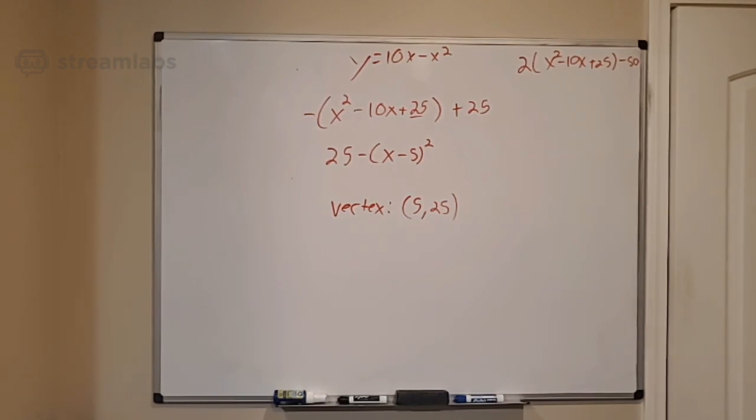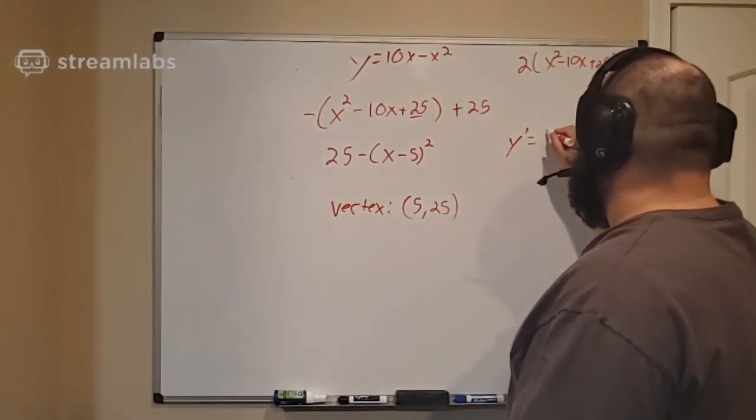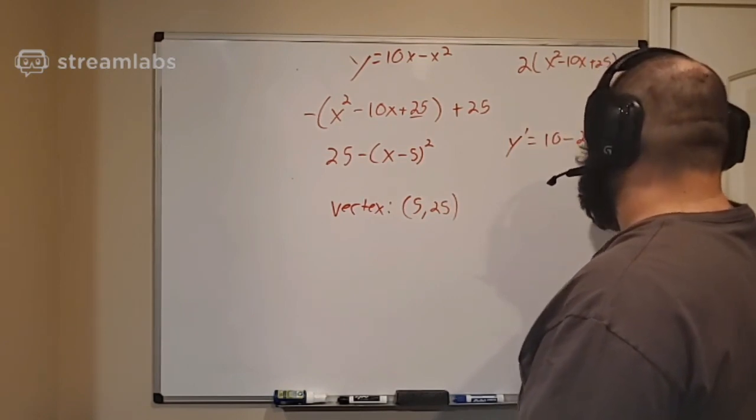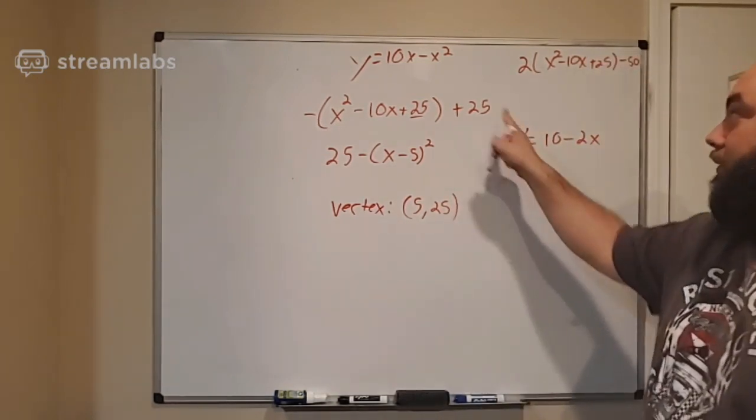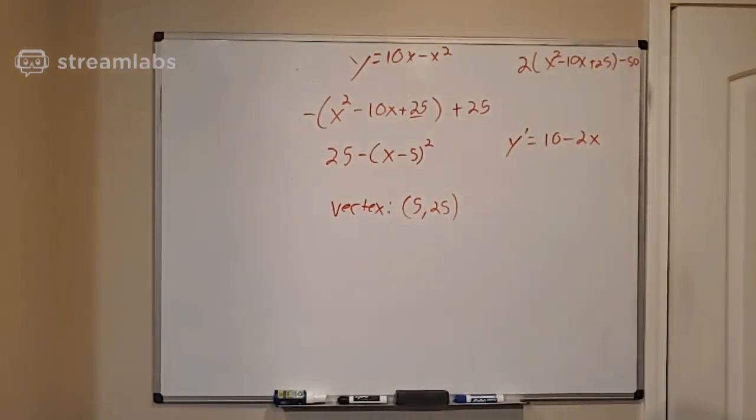I mean, if you want to find it, you could take the derivative, set the derivative equal to 0 if you really wanted to. So if you did the whole y prime method, you'd get 10 minus 2x. So x would equal 5. When you plug 5 back in, you get 50 minus 25, which is 25. So it doesn't matter which way you do it, but that is vertex form, in case you don't remember.